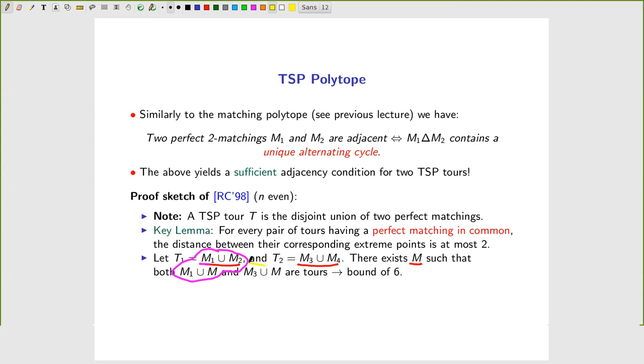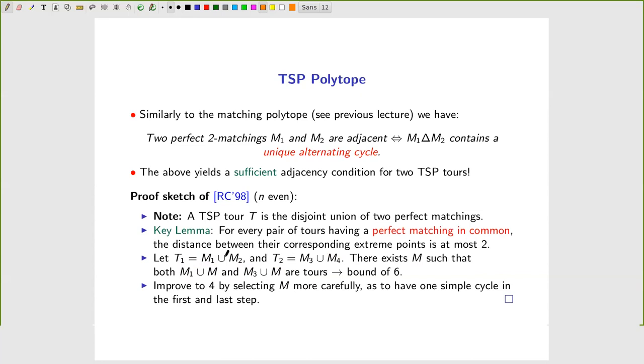Then you can take these two tours, they are going to have M in common, and so again the bound is at most two. And then they take these two tours, and they are going to have M3 in common, and so the bound is again two. So if you put things together by exchanging perfect matchings and relying on perfect two matching types of adjacency, they can show that you have a bound of six. And after this, they improve it to four by selecting M in a little bit more careful way, so that the first and the last step reduce to one simple cycle. But everything is very combinatorial, and really it relies on exchanging perfect matchings each time.